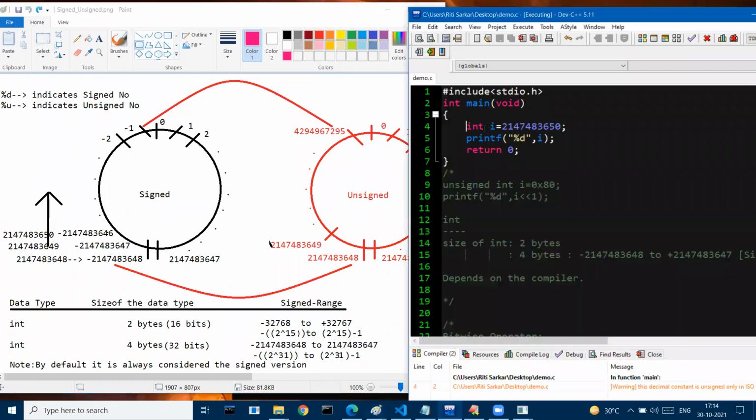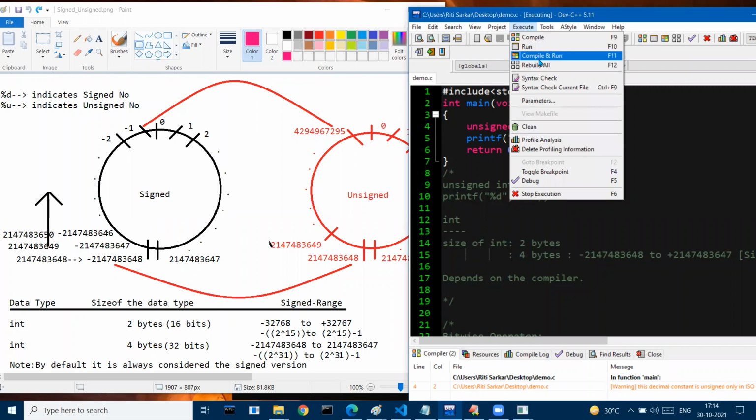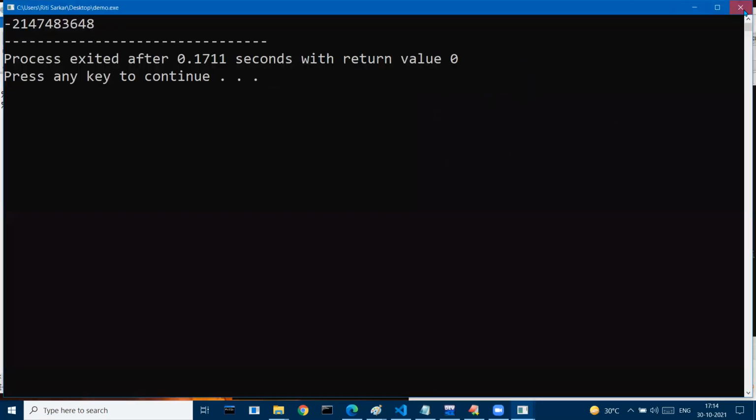This is signed. If we don't write anything, guys, by default it is considered as signed int. If I want to make it unsigned, then you have to write unsigned. But if you don't write anything, by default it is signed. See, guys, if it is unsigned and you write 48 here, does it really exist? Yes, sir. Then what will be printed? That one, the positive one.